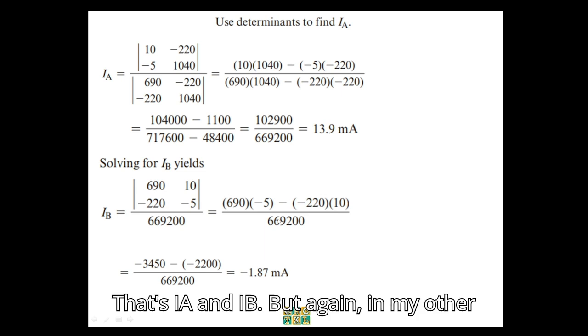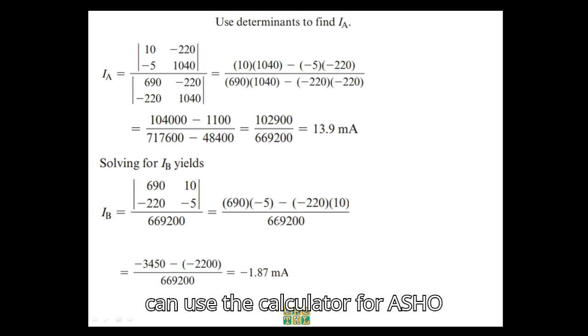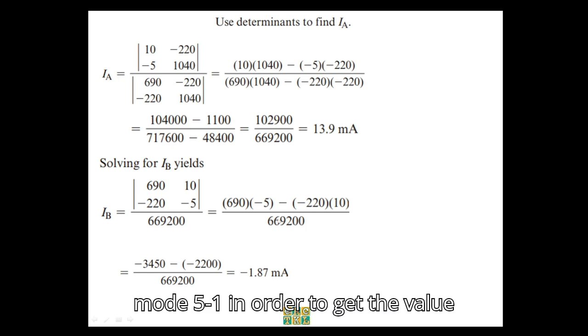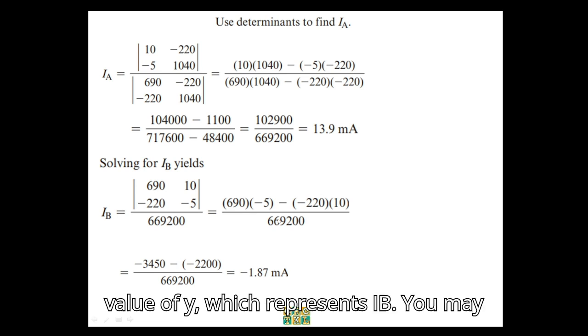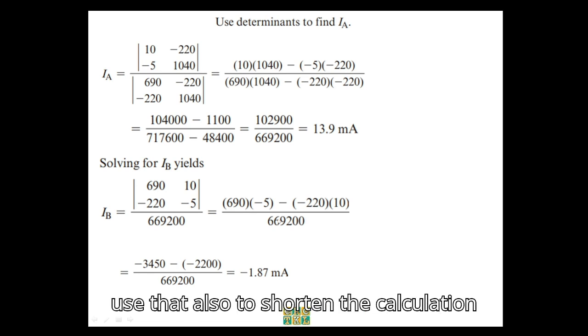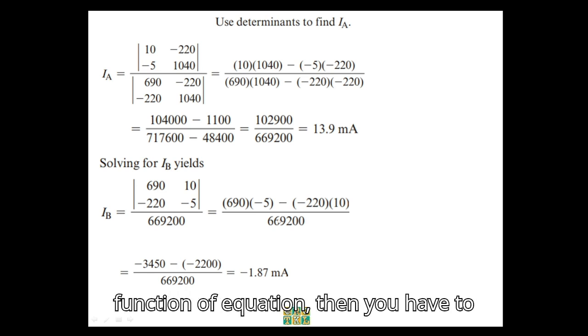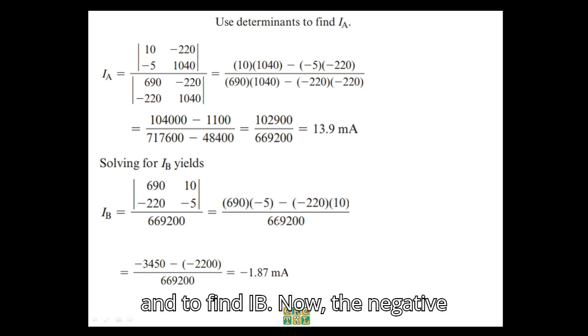That's IA and IB. But again, in my other YouTube videos that I have shown you, I can use the Casio calculator mode 5 1 in order to get the value of X, which represents the IA, and the value of Y, which represents IB. You may use that also to shorten the calculation time. But if you don't have that special equation function, then you have to use the determinants to find the IA and to find IB.